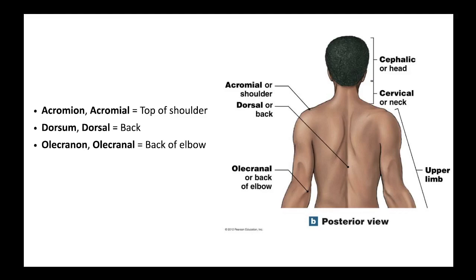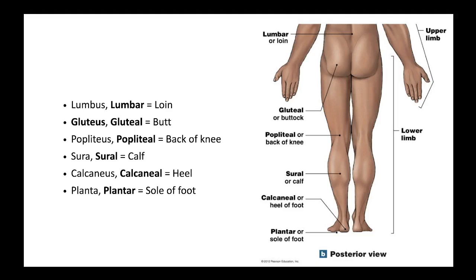Other terms to consider are going to be acromion, which is going to be the top of your shoulder. So the acromial region is kind of where your clavicle connects to your brachial region or your deltoid area. Dorsal is going to be your back, dorsal versus ventral, right? Remember that. Olecranon, that's going to be the back of your elbow. So it's going to either be called the olecranon or olecranal, and that's going to be the back of your elbow. Continuing on, lumbar region is going to be the back or the loins, so lumbus or lumbar.